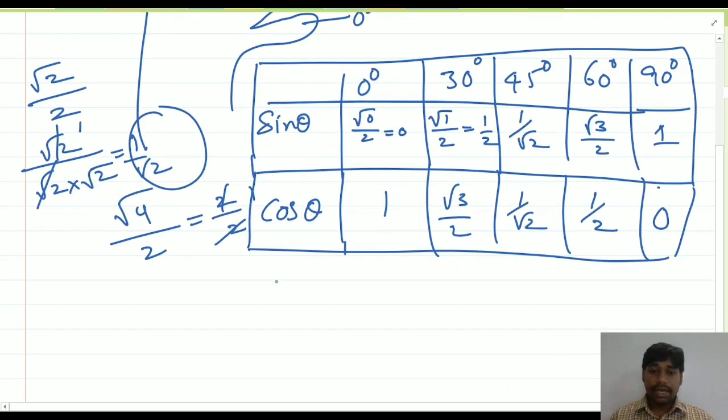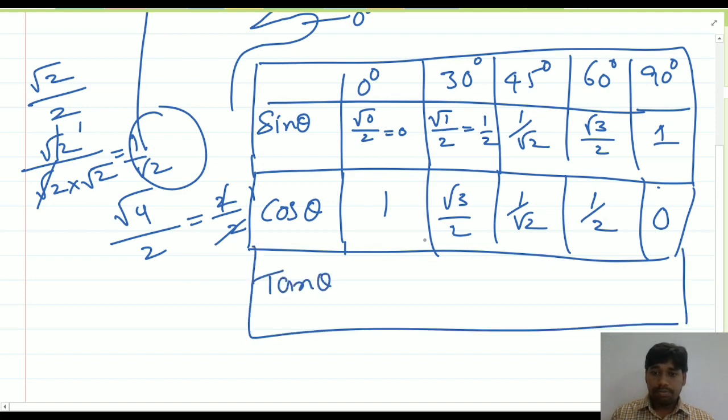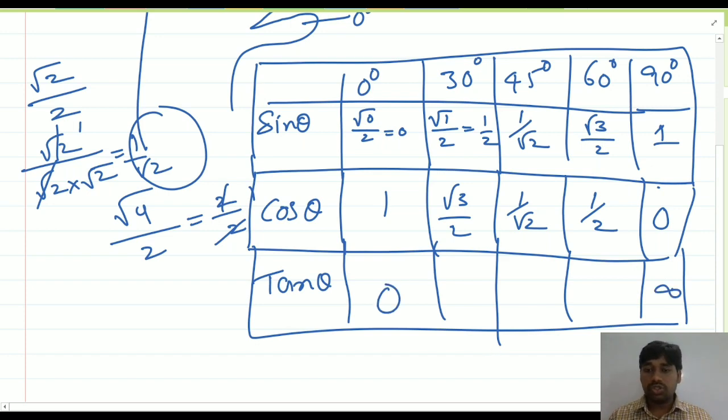Okay, next tan, how to remember? Tan is very simple. You have to remember 3 values are most important here. See, 0 by anything is 0 only, 1 by 0 is infinity. So tan 0 is 0, tan 90 is infinite. So if you remember tan 30, that is 1 by root 3, if you divide these two, 2 gets cancelled in the denominator, 1 by root 3 is left. Upper value is tan 45, denominator value is tan 60.